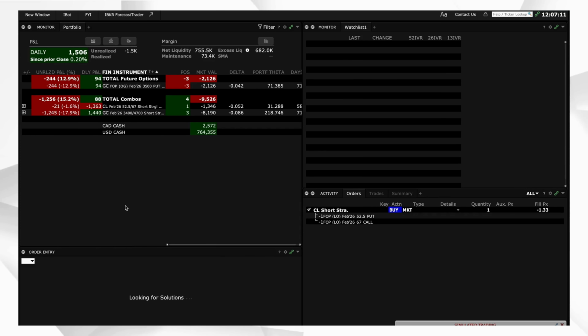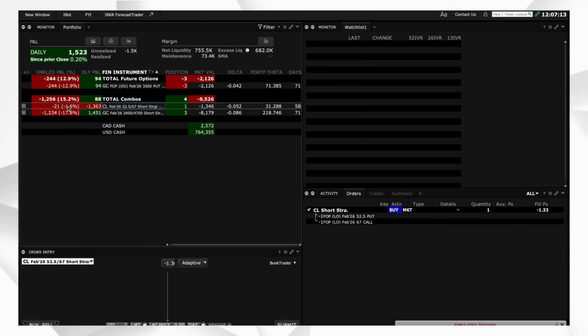So the order was filled. This position was open and it's immediately down 1.6%, which is remarkable. It means the bid and ask spread is really tight. So this is the worst possible fill that we can get, and we're down minus 1.6%. Usually with futures options, you are going to open a position down 2 to 3, maybe even 4% due to the bid and ask spread and some fees, of course, with Interactive Brokers and most brokers actually.